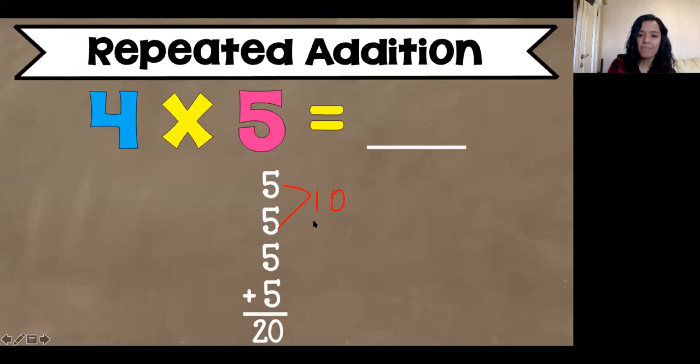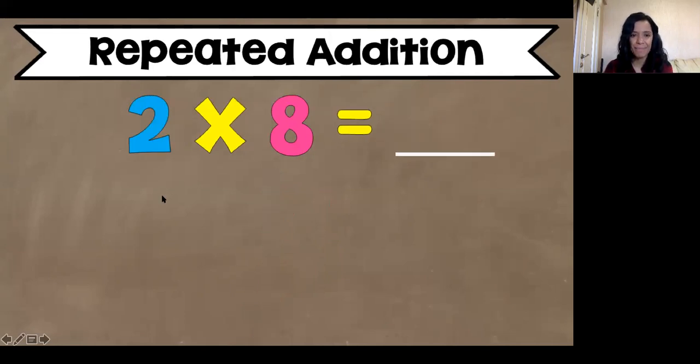So she did 5 plus 5 is 10. Then she did another 5 plus 5 is 10. And then she added these 2 together to get her answer, which was 20, okay? So she did get 20 there, okay? Well done. Continuing, let's see if we can practice with another one before we get to our task.